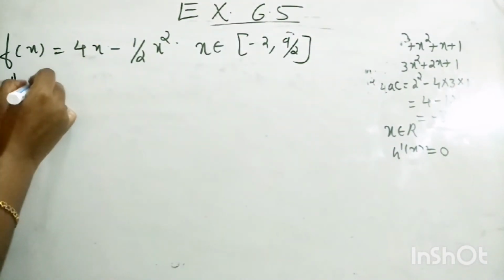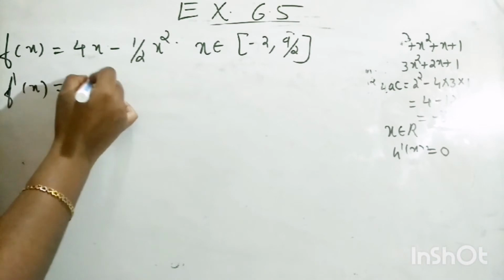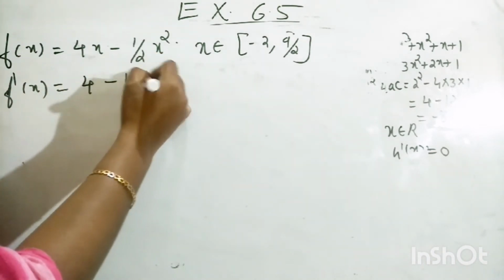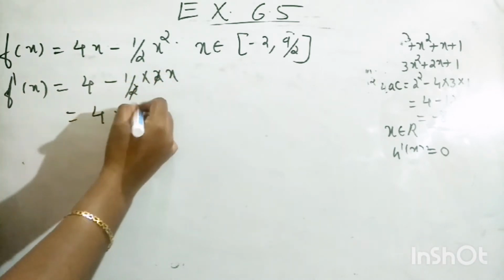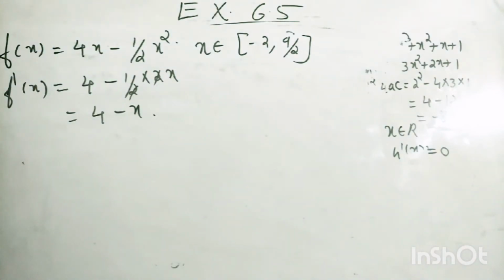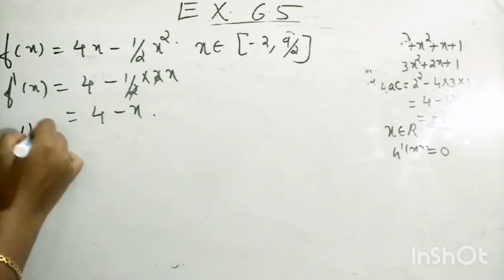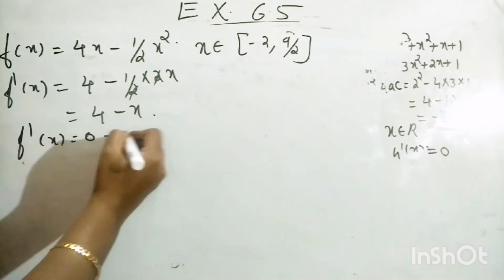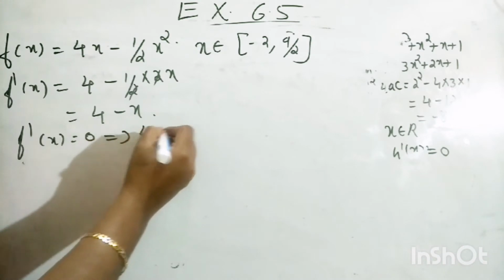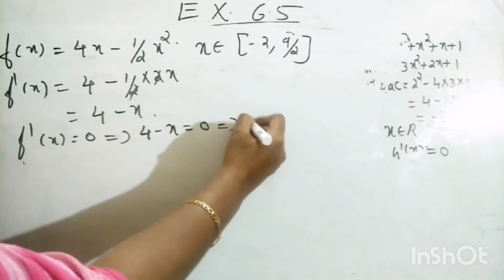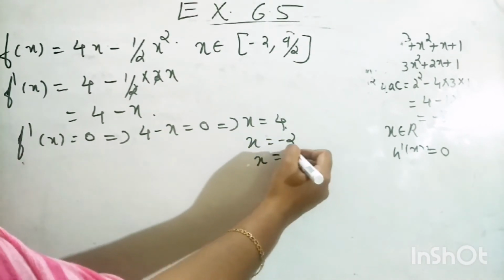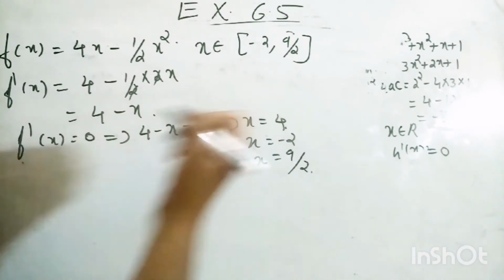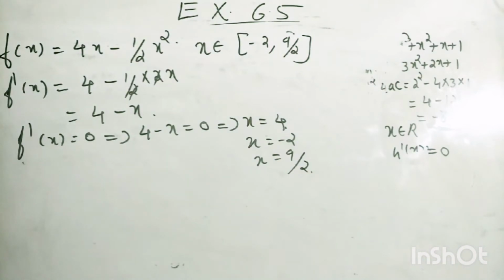So thus f dash of x is equal to, the derivative of 4x is 4 and 1 by 2 into the derivative of x square is 2x, that is 4 minus x we will get. And thus f dash of x equal to 0 implies x is equal to 4. Now we need to consider the endpoints also, that is x is equal to minus 2 and x is equal to 9 by 2.